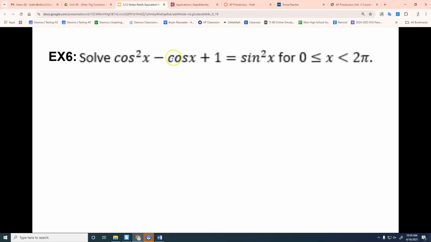It would work if that cosine right there was squared, but it's not. So an important thing for Pythagorean identities is they only work if they're squared. Like sine plus cosine does not equal 1. It's got to be sine squared x plus cosine squared x. And if I move the cosine squared over, it's got to be negative. So I'll have sine squared x minus cosine squared x, which is not going to be the same.